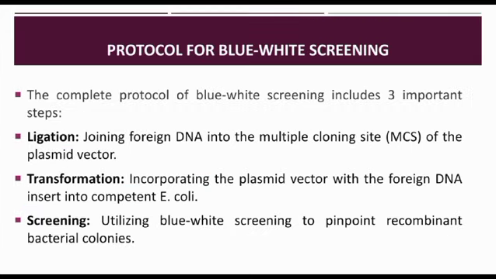So the blue-white screening involves three important steps. First one is ligation. Ligation is basically joining the foreign DNA into the multiple cloning site of the plasmid vector. Second one is transformation. Transformation is the incorporation of the plasmid vector with the foreign DNA into the competent bacteria. Third one is screening. Screening is basically the utilization of blue-white screening to pinpoint the recombinant bacterial colonies.